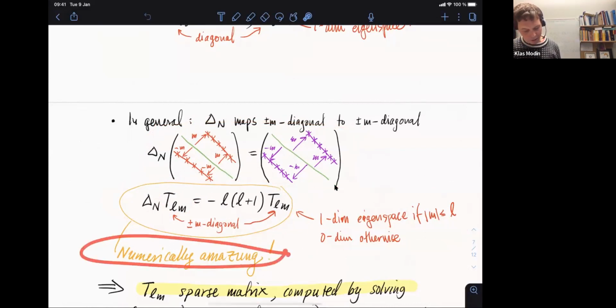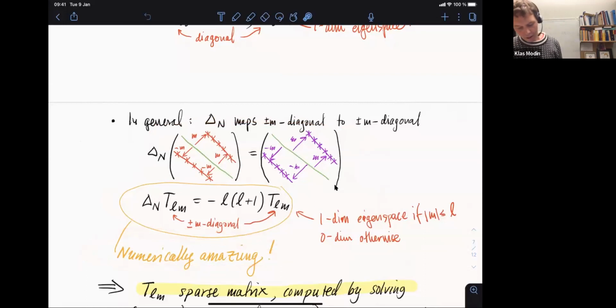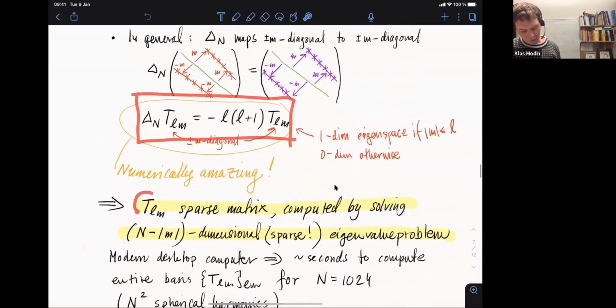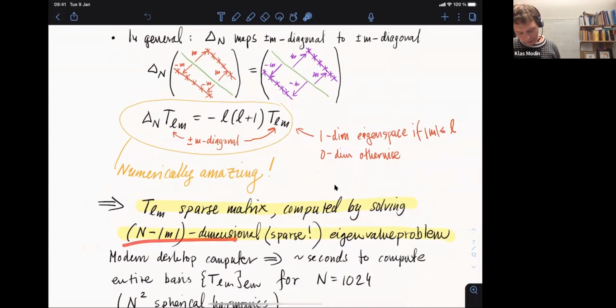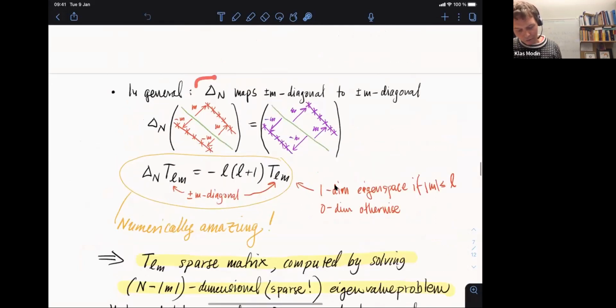And numerically, this is amazing, because one way of constructing this basis is just to solve this problem numerically. So we get the TLM. First of all, these are sparse matrices. That's interesting in itself, but they are computed by solving a sparse eigenvalue problem, which has only size n minus m. So you see this operator, if you express this as a matrix, is an n squared times n squared matrix. It's enormous.